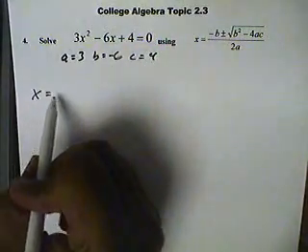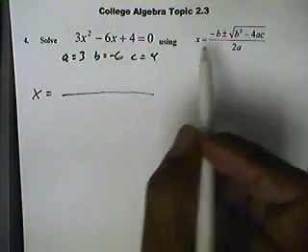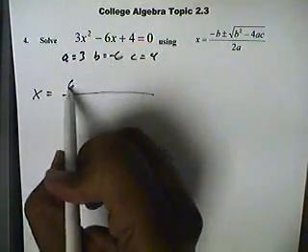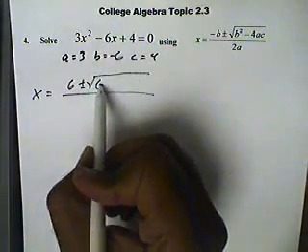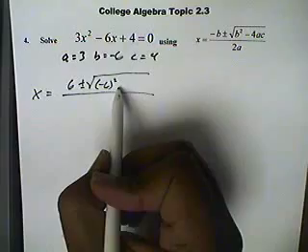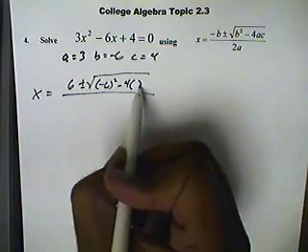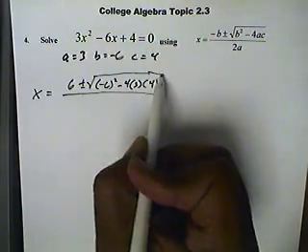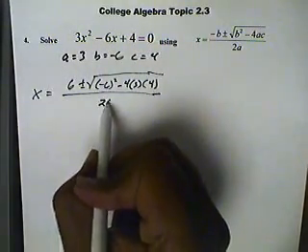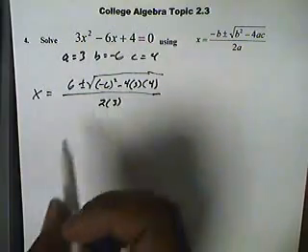So, first I need the opposite of B, which would be +6, plus or minus the square root of B, which is -6, all squared, minus 4 times A, and then times C. And that's all over 2 times A, which will be 2 times 3.